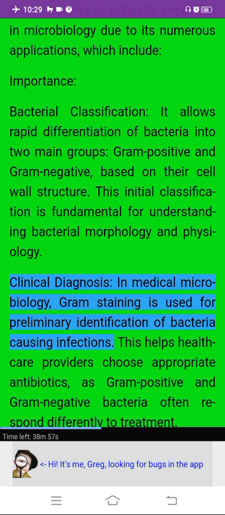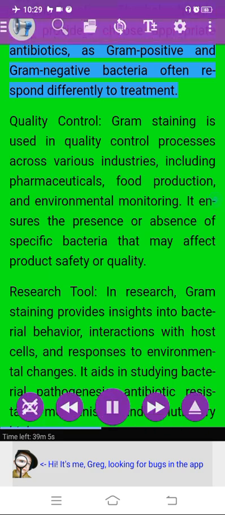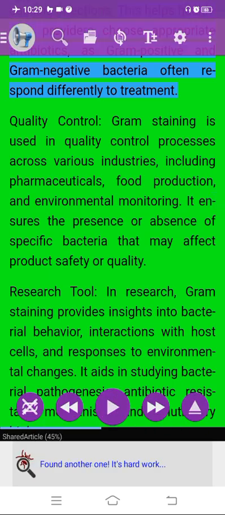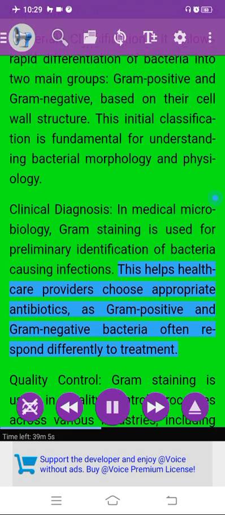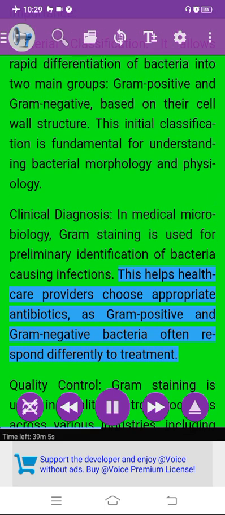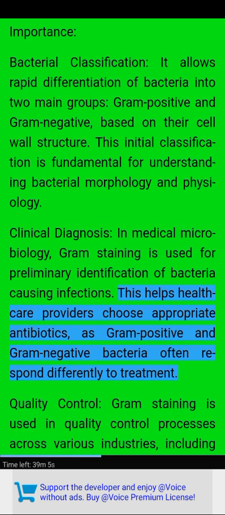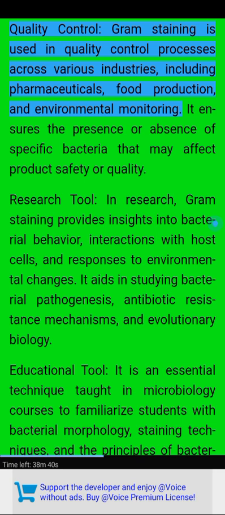Clinical diagnosis. In medical microbiology, gram staining is used for preliminary identification of bacteria causing infections. This helps healthcare providers choose appropriate antibiotics, as gram-positive and gram-negative bacteria often respond differently to treatment.